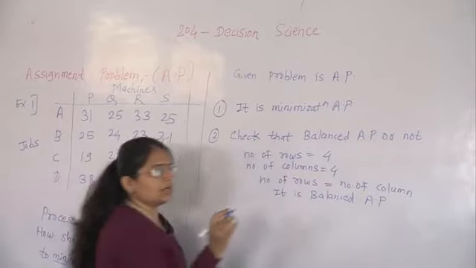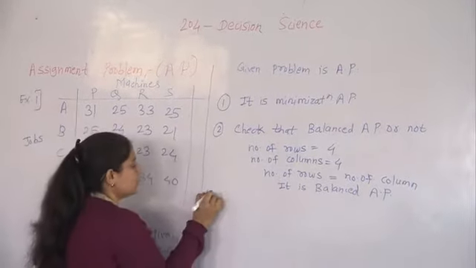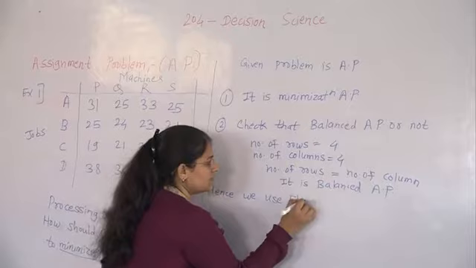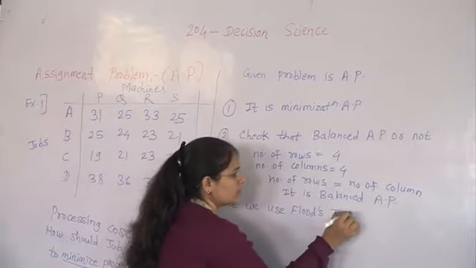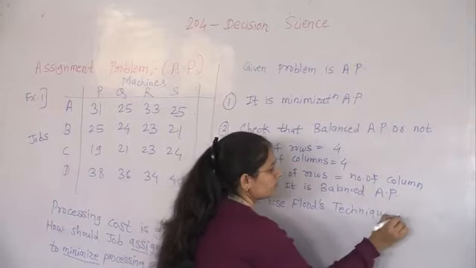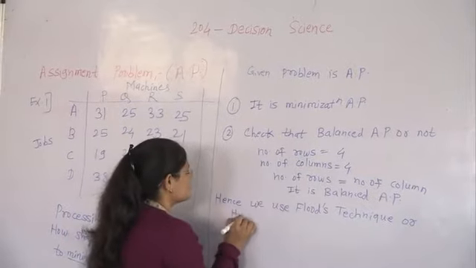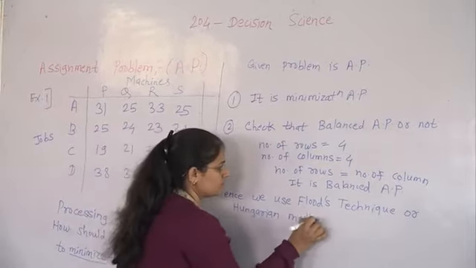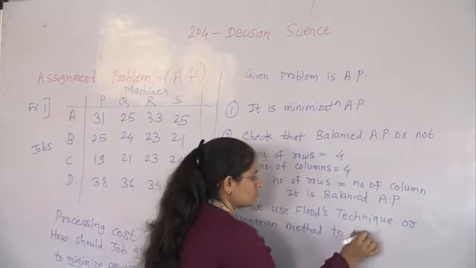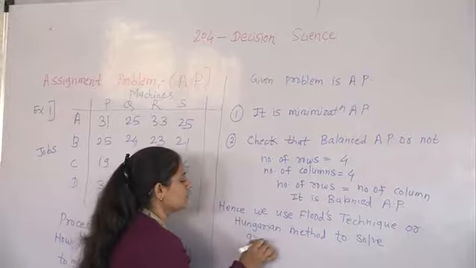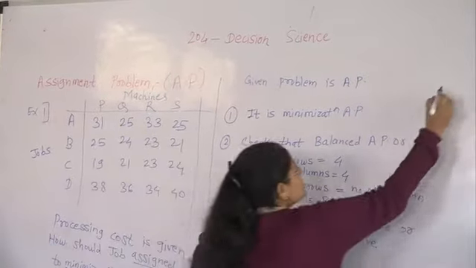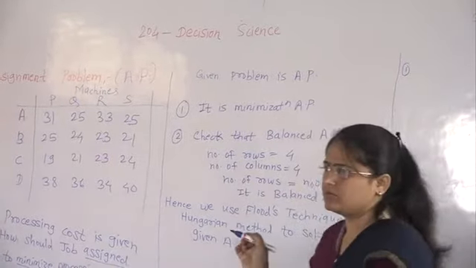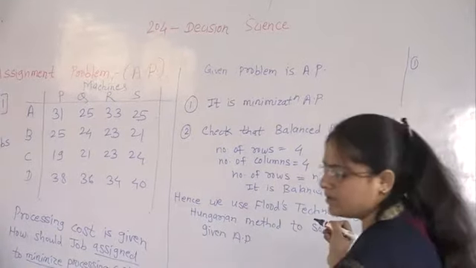Two conditions are satisfied. Hence, we use Flood's technique or Hungarian method to solve the given AP. See here, what is the first step? Whenever you start the problem, what is the first step?